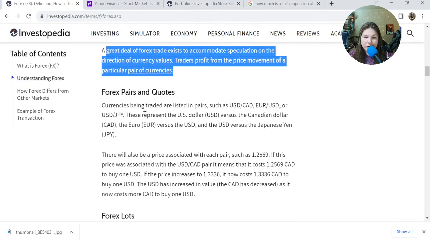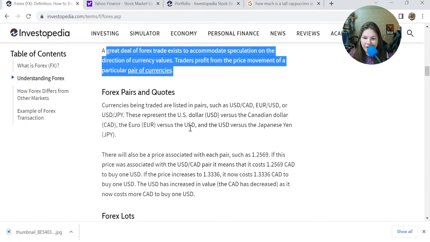Forex pairs and quotes. Currencies being traded are listed in pairs, such as USD/CAD, EUR/USD, or USD/JPY. These represent the US dollar versus the Canadian dollar, the Euro versus the USD, and the USD versus the Japanese yen.